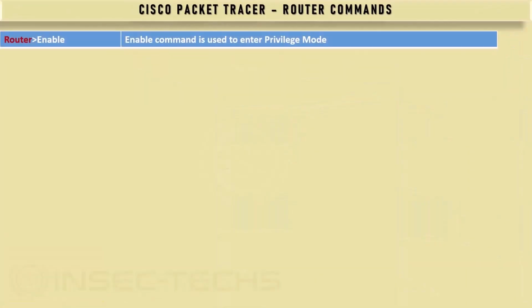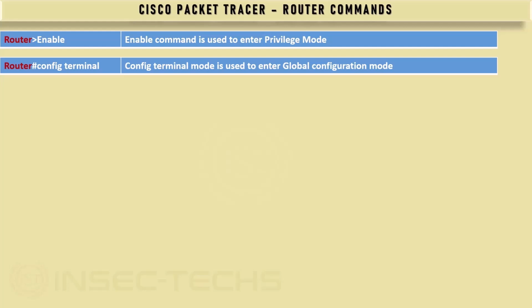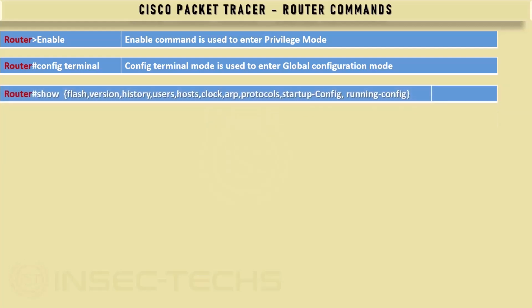As you can see on the screen, enable is a command used to enter privilege mode. Config terminal or configure terminal is a command that is used to enter global configuration mode. Once you are in privilege mode, you can execute show commands like show flash, show version, show history, show users, show hosts, and so on. These are all the show commands that you can use in privilege mode, and each command has its own function. Like if you type show history, it will show all the commands that were executed earlier.